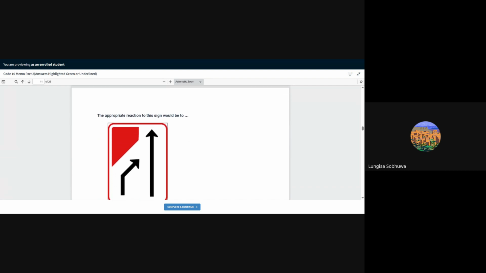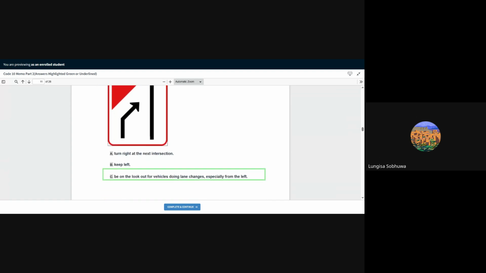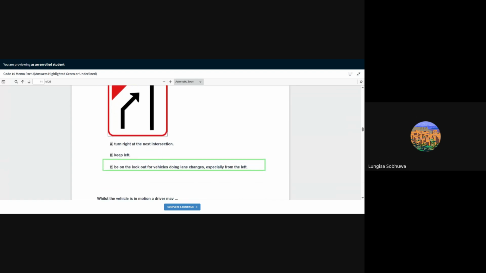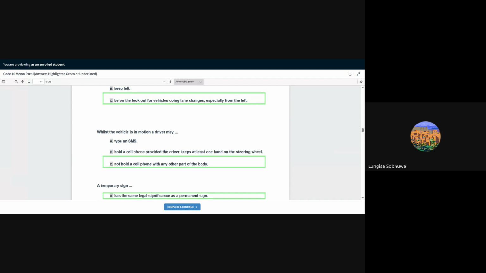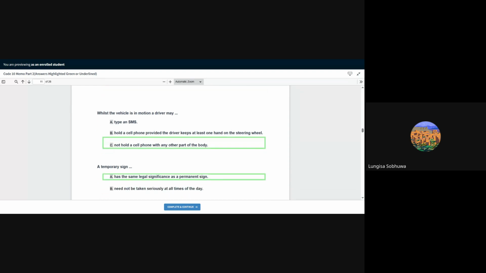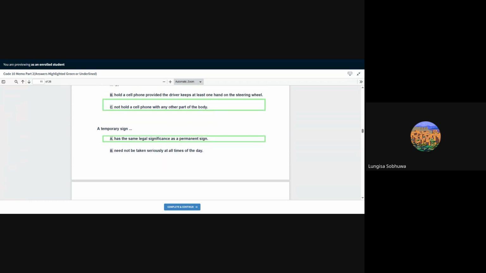And then next question, the appropriate reaction to this sign would be, the correct answer is be on the lookout for vehicles doing lane changes, especially from the left. And then whilst the vehicle is in motion, a driver may C, not hold a cell phone with any part of the body. That's the correct answer.